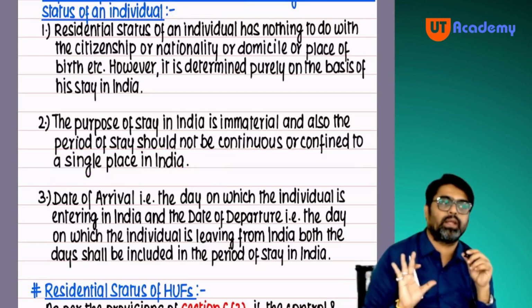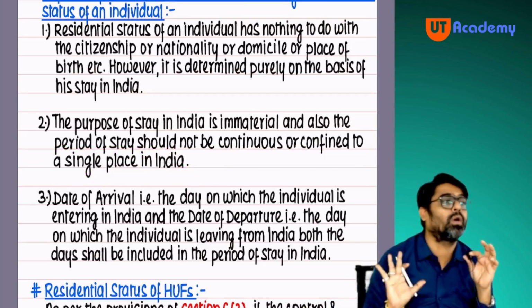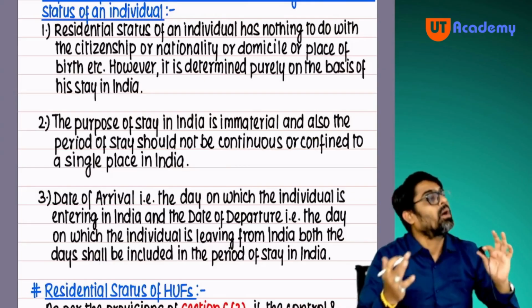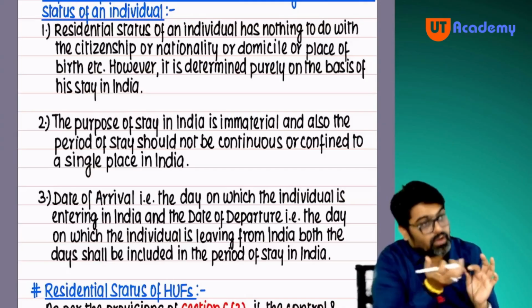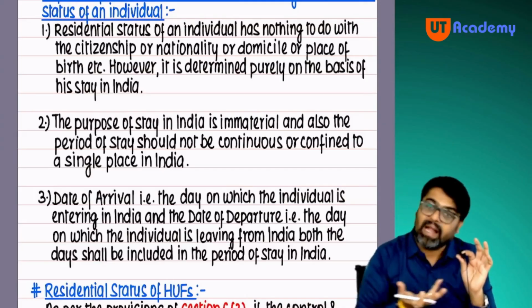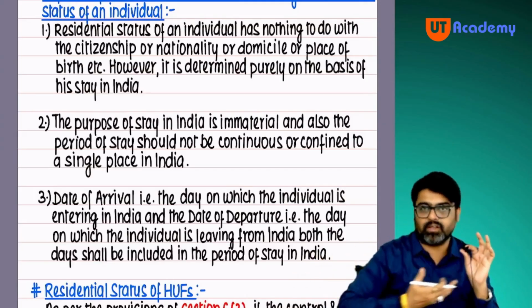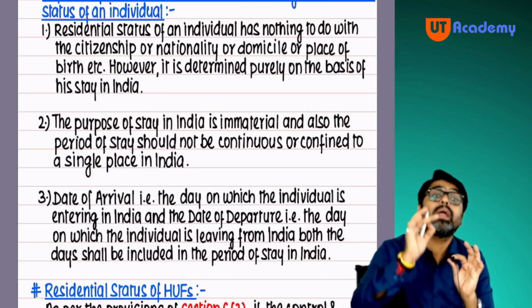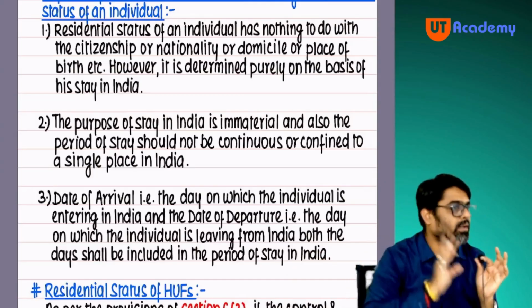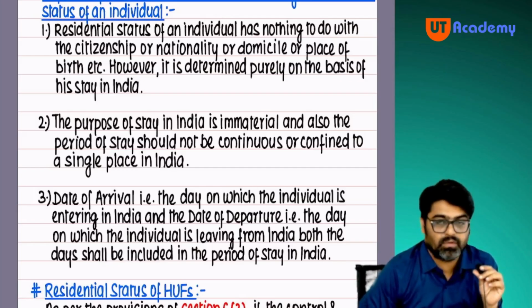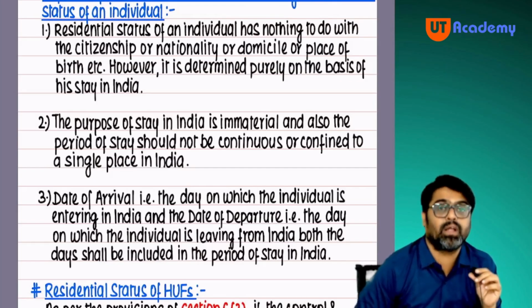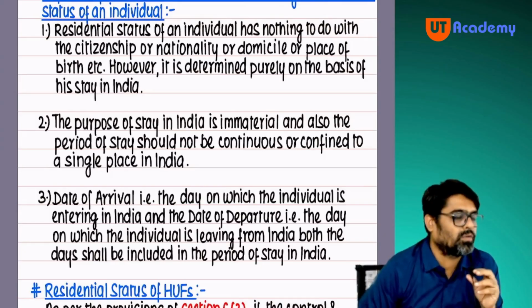What you are supposed to see is that stay in India should be there. During the relevant previous year, whatever stay is there, you are supposed to take the total stay. Even the stay at different locations you are going to add. But the stay in India has to be considered. Total stay, not continuous. Not at a single place. Yes or no?